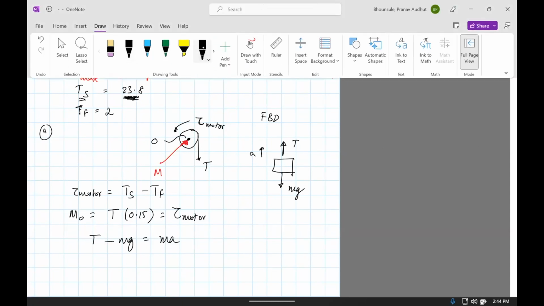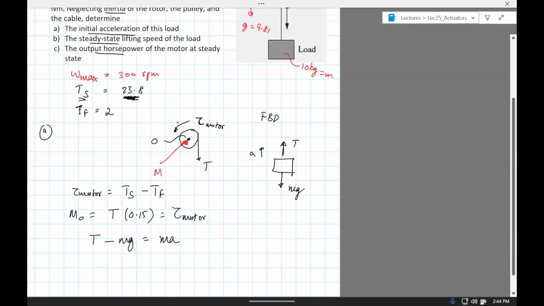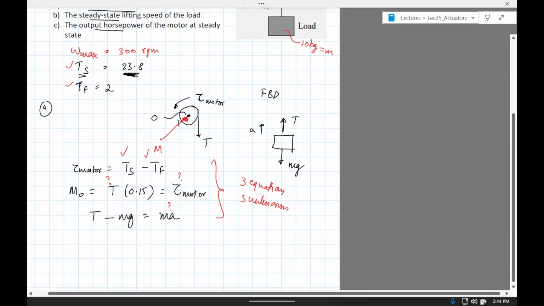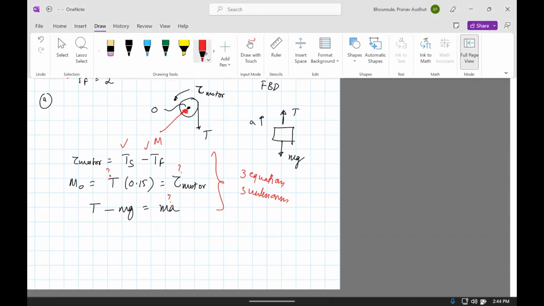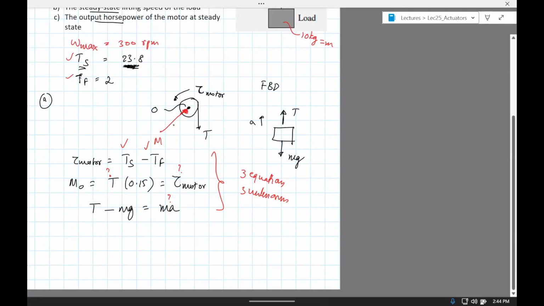Okay, so let's see. We have TS is known, TF is known, given here. T is unknown, T motor is unknown, a is unknown. So we have three equations, three unknowns, right? So you can solve for three equations, three unknowns. In the interest of time, I'll not solve it, but I'll give you the final answer. You can solve for all these three, T, T motor, and acceleration.